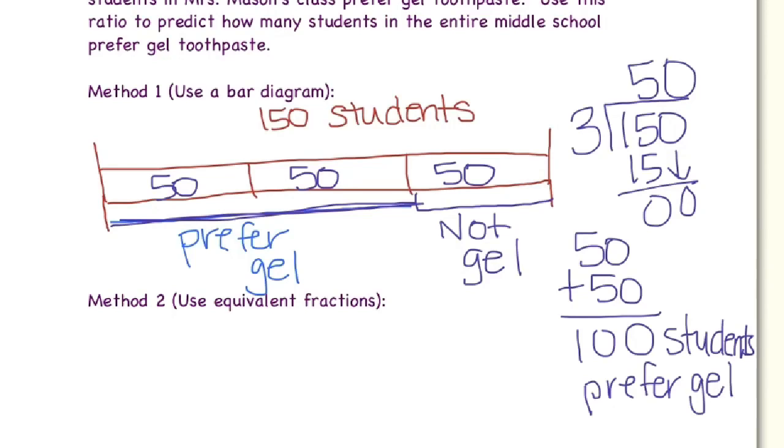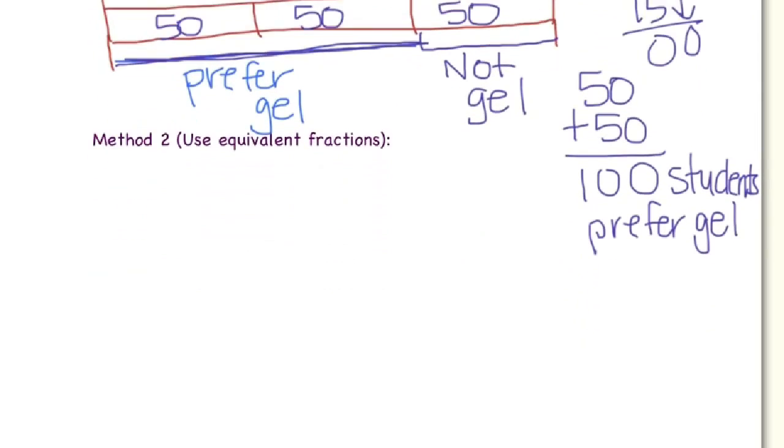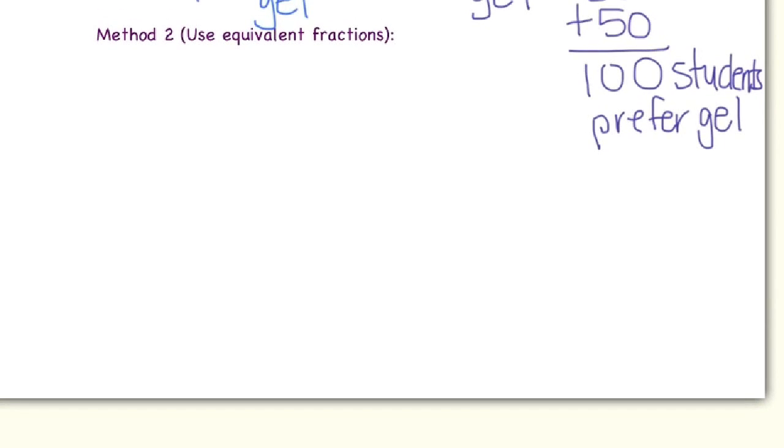Now let's look at how we can use equivalent fractions to solve the same problem and again get the same answer. We have now seen using the bar diagram that our answer should be 100 students, but now I want to show you how we can use equivalent fractions for that. Now, the key thing to remember when we're writing fractions is that we know what our numerators and our denominators represent. So the way I want to write this fraction is the number of students who like gel over our total.